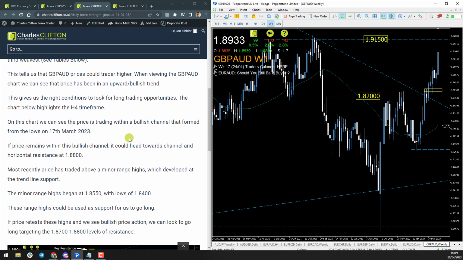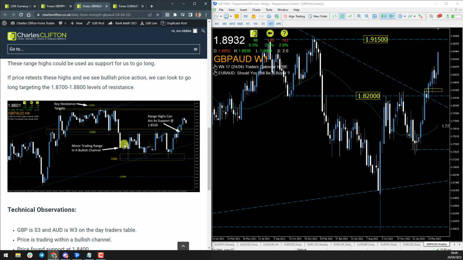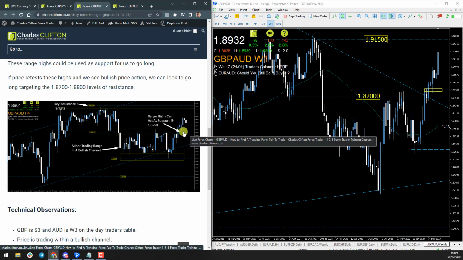But if we come down into the conditions here, one of our main targets was the 1.88 handle. This was the chart that we featured. We talked about the 1.87 targets as well. After price broke through this minor consolidation and minor range, we talked about the potential to go long in a couple of different ways. One was a retest of the 1.8550 handle, and another was a break of the 1.87.